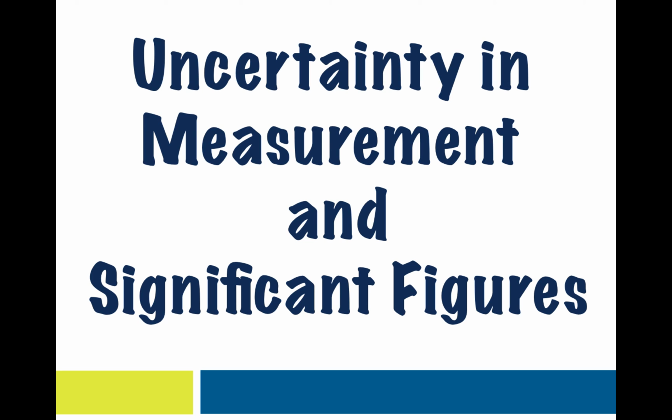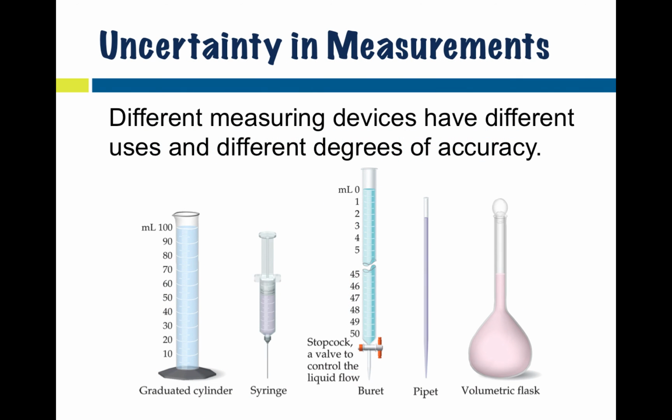All right, today's lesson is on uncertainty in measurement and significant figures. Every measurement is uncertain to some extent. Suppose, for example, that we wish to measure 25 milliliters of liquid. Different measuring instruments have different uses and different degrees of accuracy.